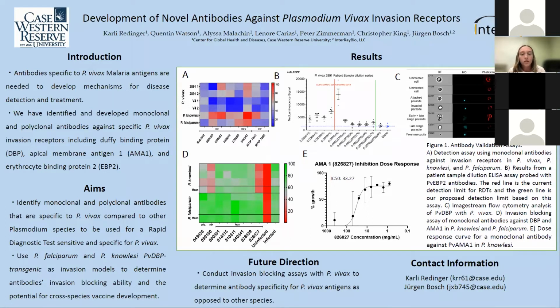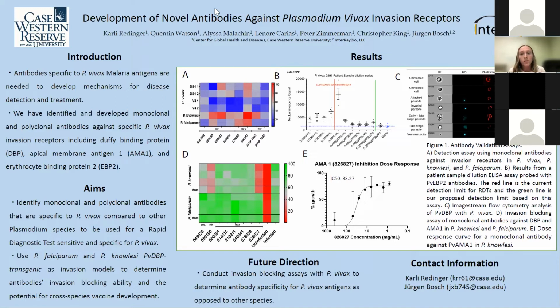More recently, with our generated monoclonal antibodies, we've been performing invasion inhibition assays using P. falciparum and P. knowlesi with transgenic PvDBP as models, since we don't currently have P. vivax culture in the lab. As you can see in panels A and D, the monoclonal antibodies with greatest blocking ability, which was calculated by percent parasite growth after two invasion cycles and are depicted either as blue squares in panel A or red squares in panel D, were then selected for dose response assays. The dose response results from a particular AMA1 monoclonal antibody are shown in panel E, which shows promising results as an invasion inhibitor within transgenic P. knowlesi culture.